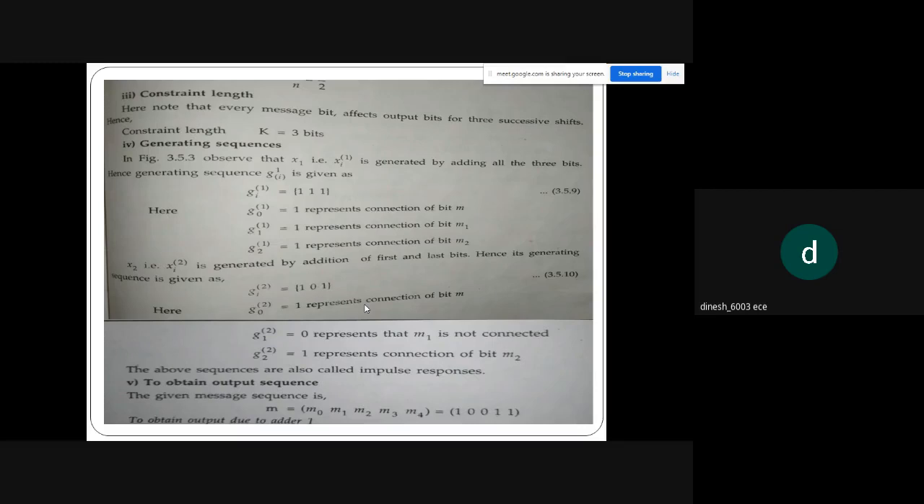So any doubts in this third and fourth? Any doubts, put in chat box. Let me check it.